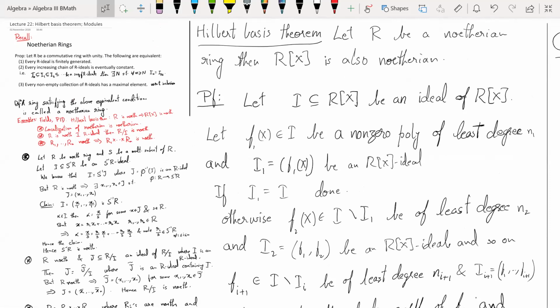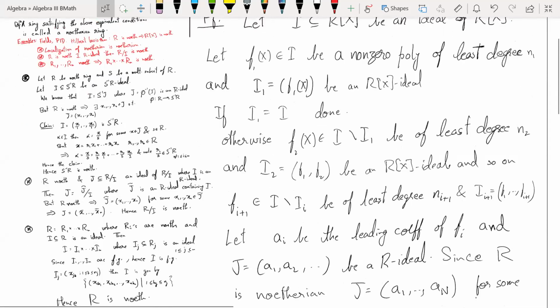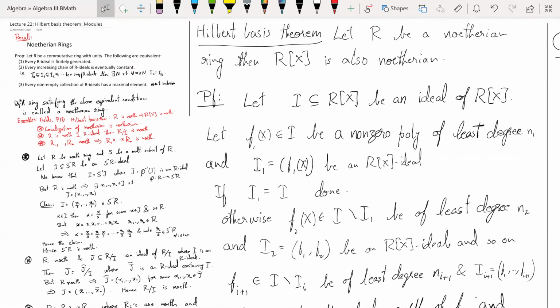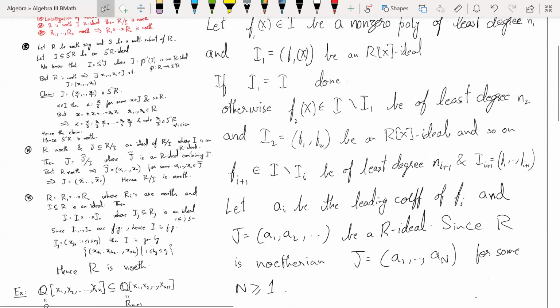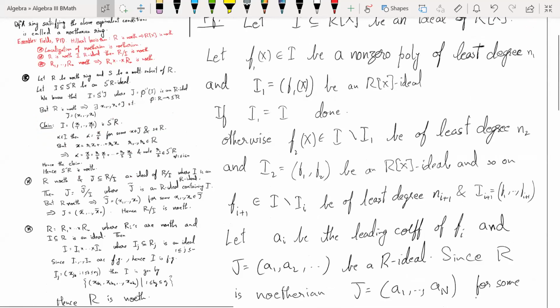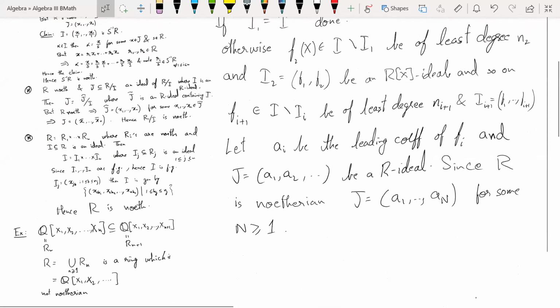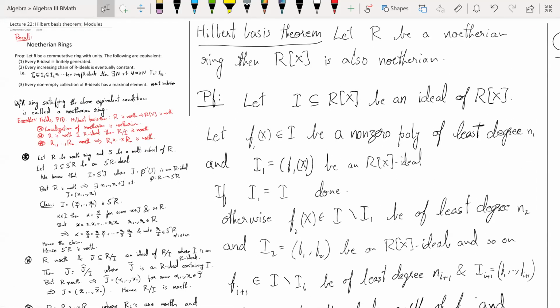So there are more crazy examples of non-Noetherian rings. This is a somewhat reasonable example of a non-Noetherian ring, still somewhat well behaved, but once you get out of the Noetherian setup, you can get many crazy rings. So, okay, let's get to the Hilbert basis theorem.